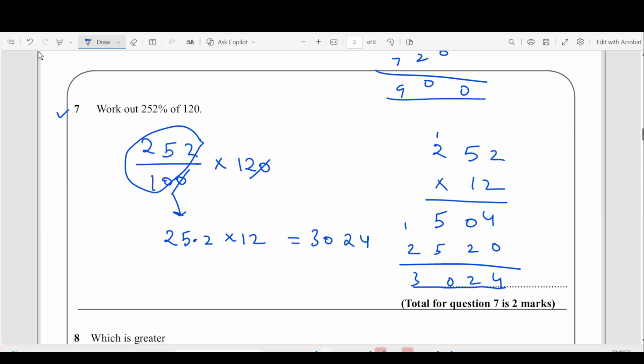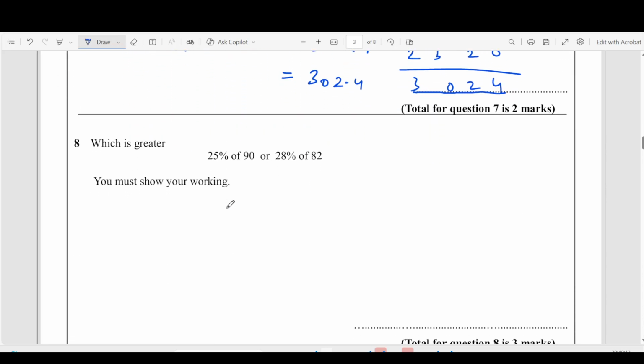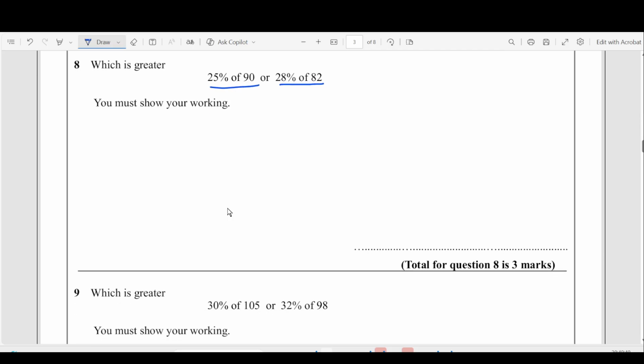3024. Then you put the decimal after one digit. So the answer is 302.4, right? Yeah. Okay, so which is greater, 25% of 90 or 28% of 82? Let's try it.